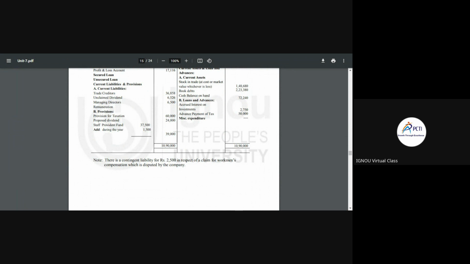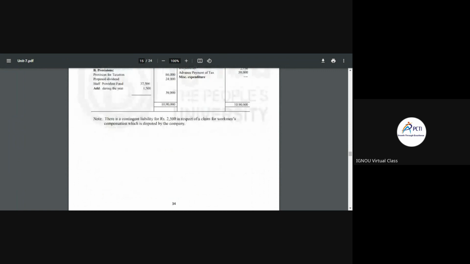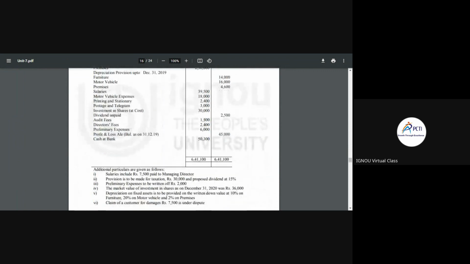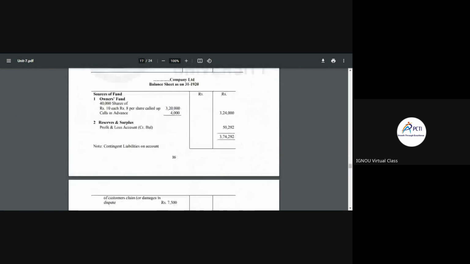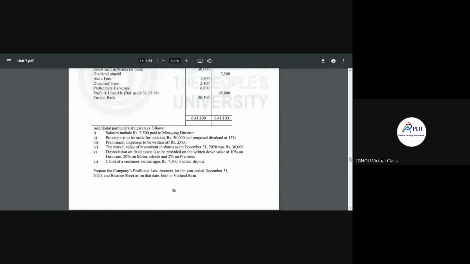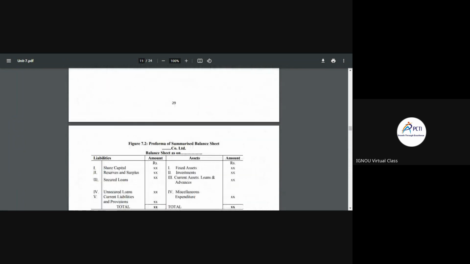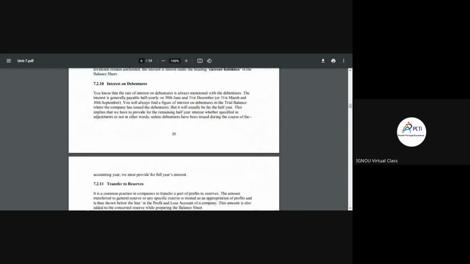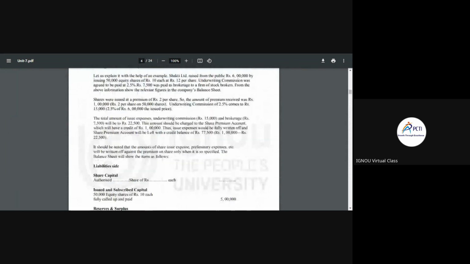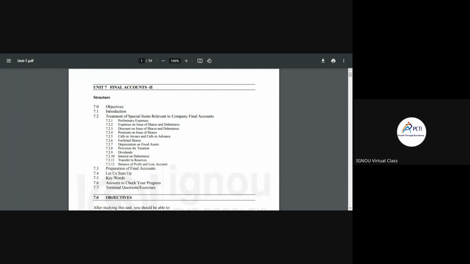So basically, we need to balance both the sides in the balance sheet, and we need to end our question like this. This particular proforma you need to follow while you are writing your exam. So this is your final accounts. In this way, you need to prepare the final account. That will be your unit 7.